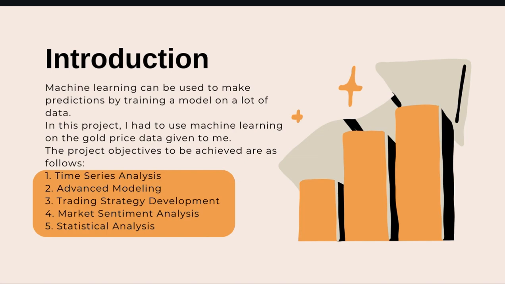Machine learning can be used to make predictions by training a model on a lot of data. In this project, I had to use machine learning on gold price data given to me, and the project objectives are as follows: time series analysis, advanced modeling, trading strategy development, market sentiment analysis, and statistical analysis.